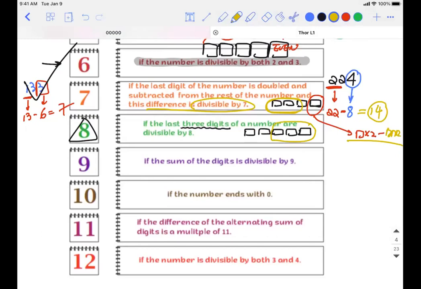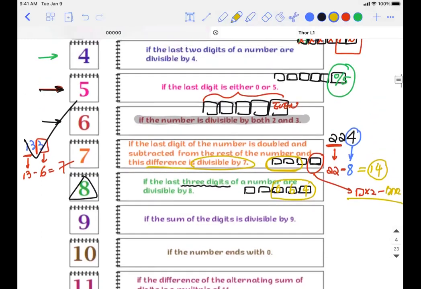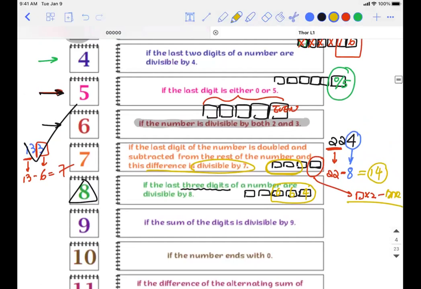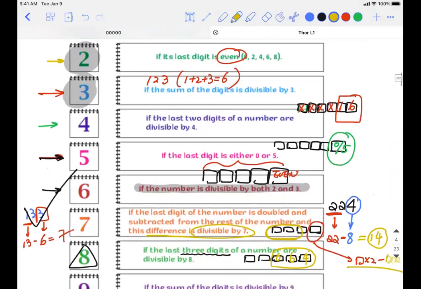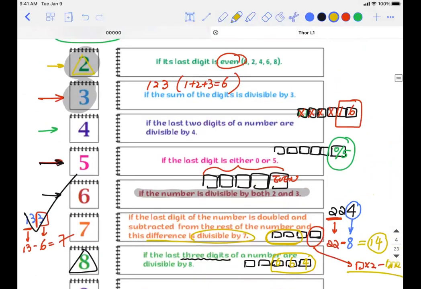Let's say 0, 6, 4, right? The last 3 digits are divisible by 8, so this number is going to be divisible by 8. Okay, all the way from here, let's have a quick recap. What are the properties about 2, 4, 8?